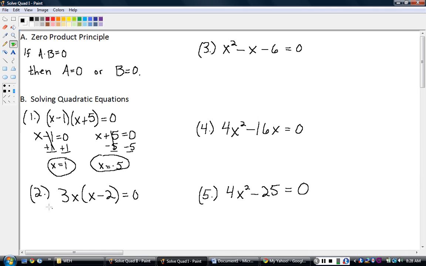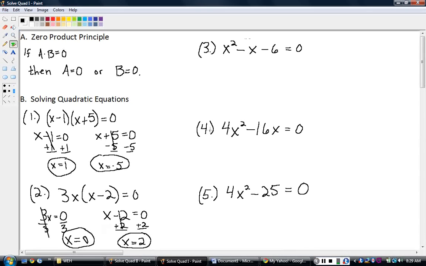Let's jump down to number 2 real quick. Apply that zero product principle. I said each part of my product is 0. So 3x equals 0, or x minus 2 equals 0. Solve this one, add 2 to both sides. x equals 2, it's one solution. Over here, don't subtract 3 from both sides, divide by 3. 3 times x equals 0. Then x should be 0, right? 0 divided by 3 is 0. Okay, those are the easy ones.